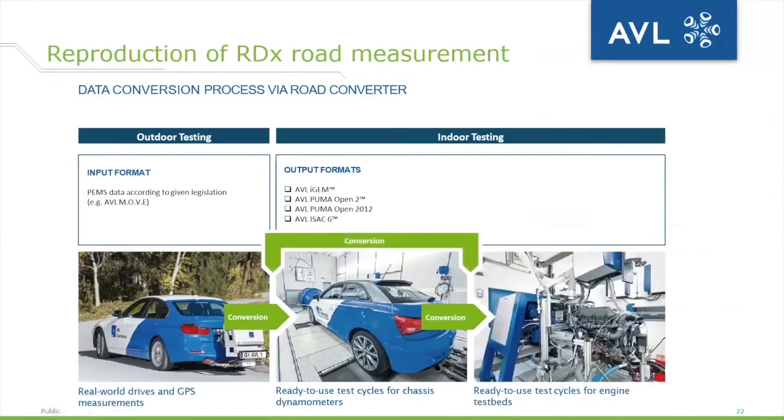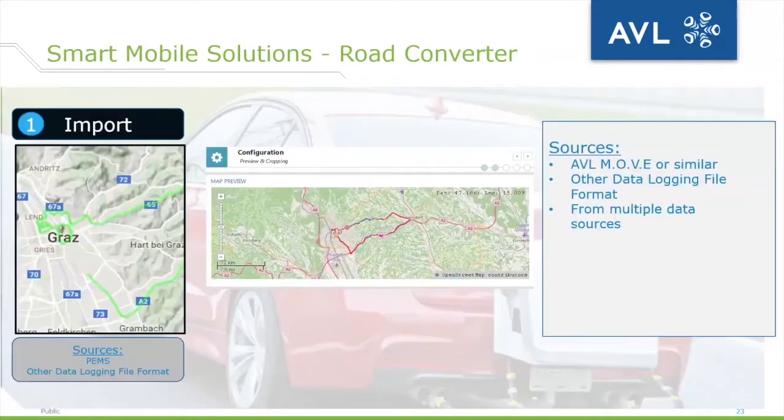Smart Mobility Solution Road Converter, we can convert this measurement to ready test cycles for chassis or engine test beds. We can see here that we support different output formats for PUMA, iGEM, ISAAC, and so on. In that way, you can really easily filter, clean the data, and then export them to simulation-ready data. If you want to see more specifically how this works, let's have a look at the details.